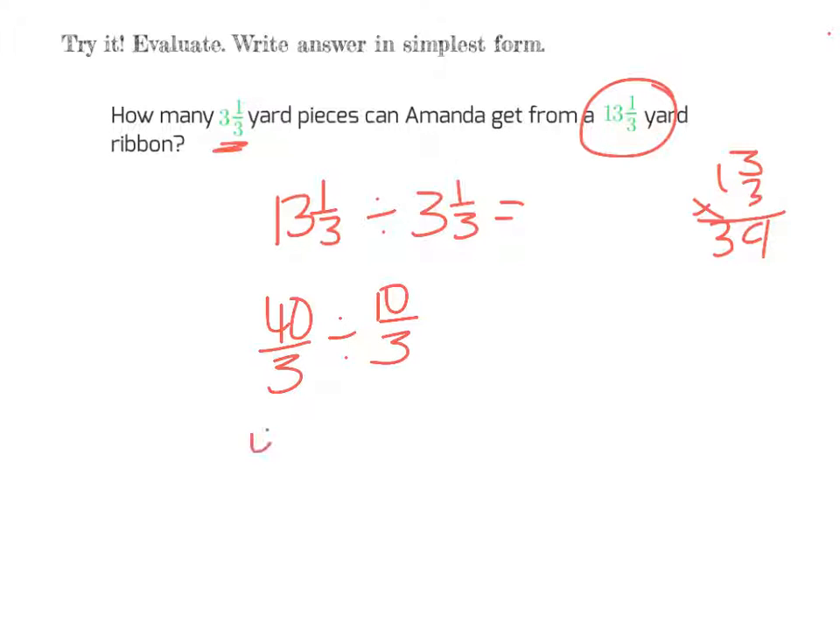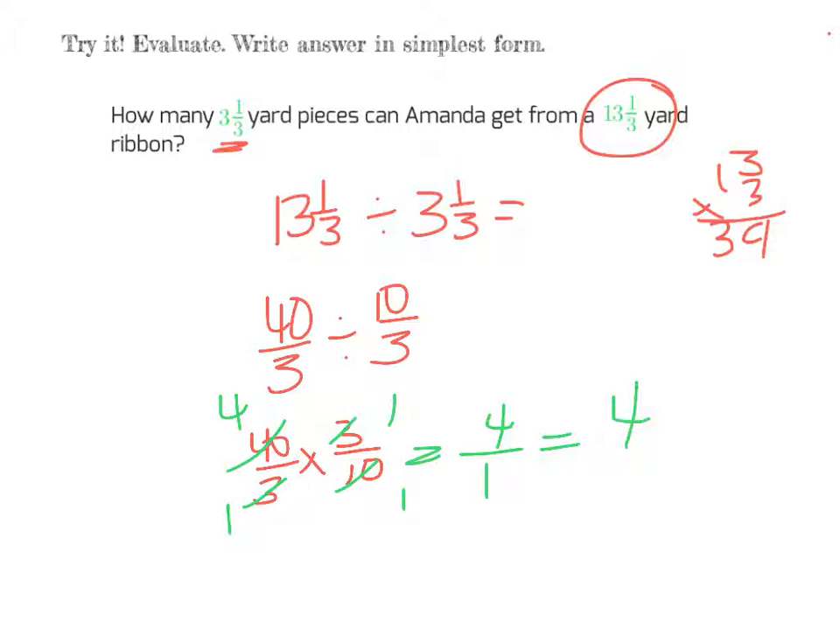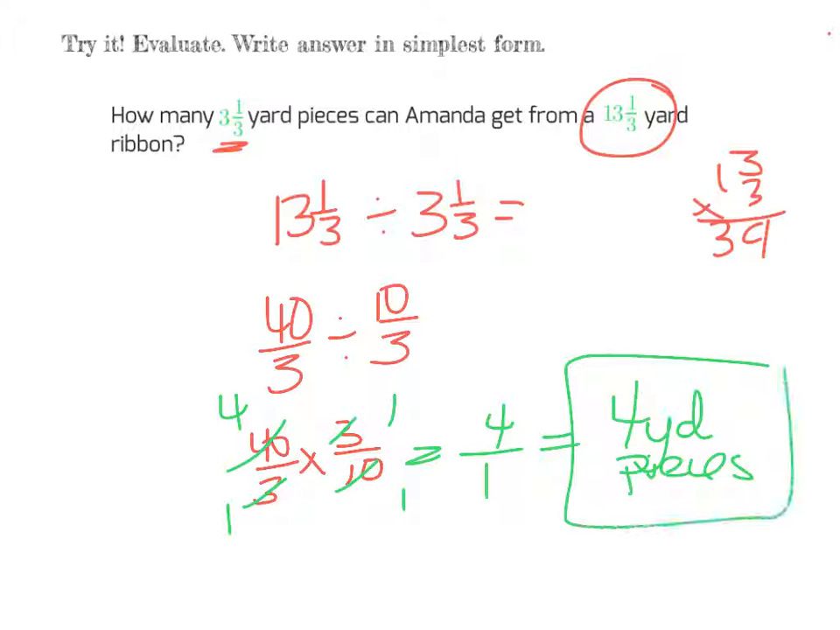Let's do a little keep switch flipperoo. Ooh, this one's going to cross cancel. Nice. Look at this. 3's cross cancel, so they're both 1. 4 and 10 cross cancel. That's left at a 4. And so we have 4 over 1, which is 4, and 4 yard pieces is our answer.